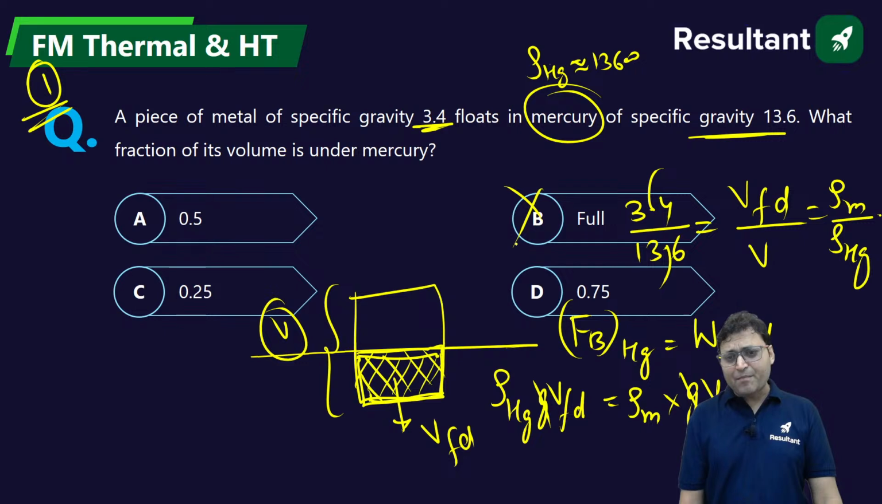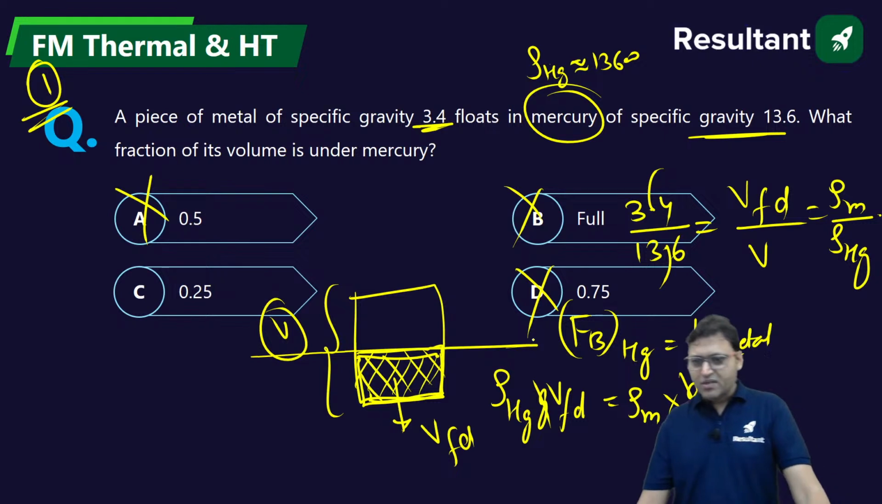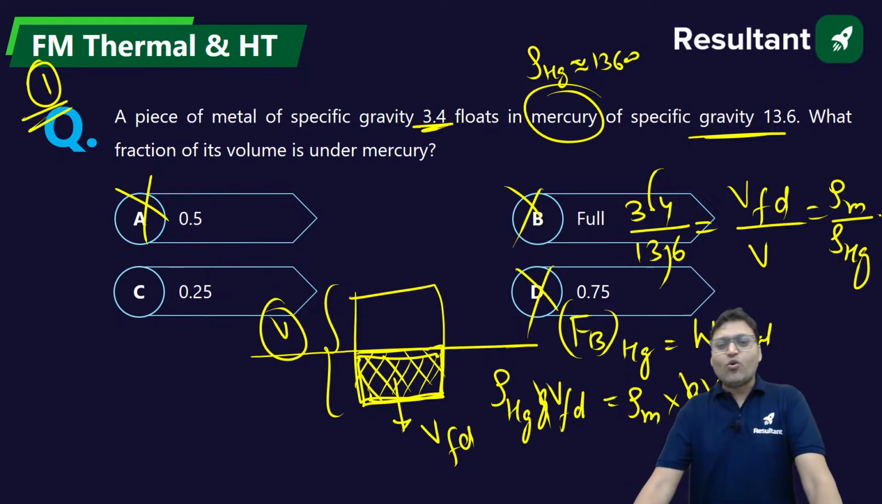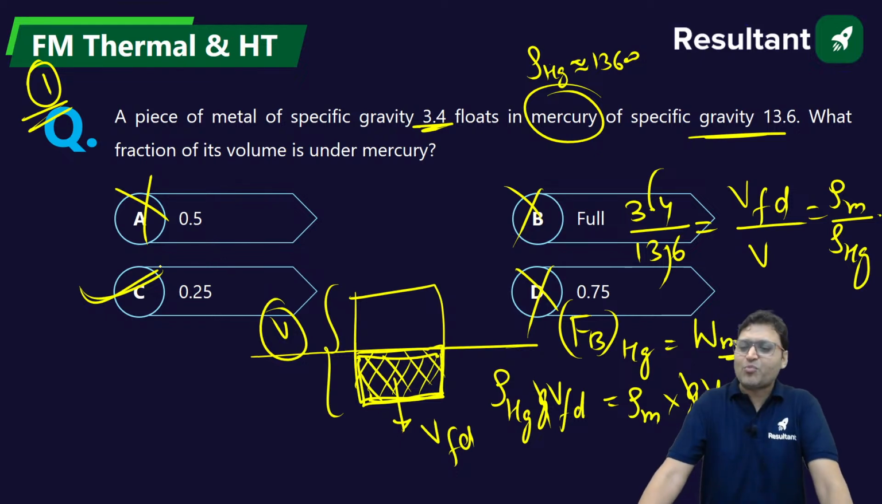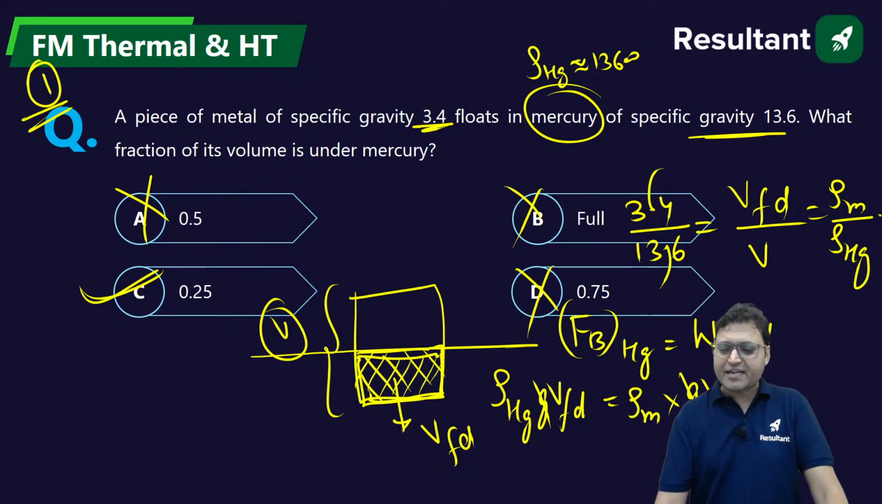It will not be completely inside the mercury. It will not be half inside the mercury. It will not be 3/4 inside the mercury, isn't it? It will not be. It is only 1/4 inside the mercury. 34 by 136 is almost 1 by 4. 0.25 is the correct answer.